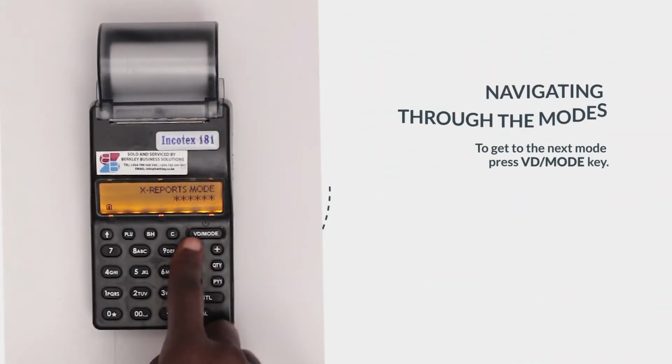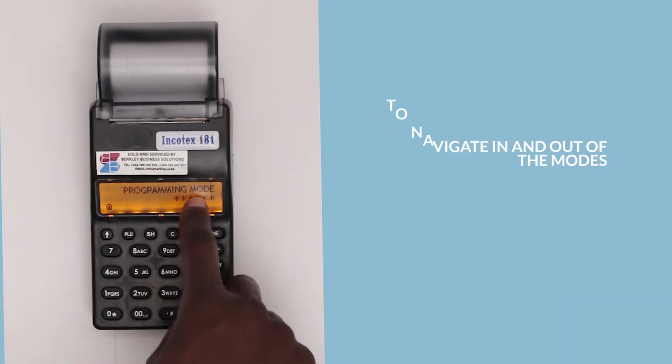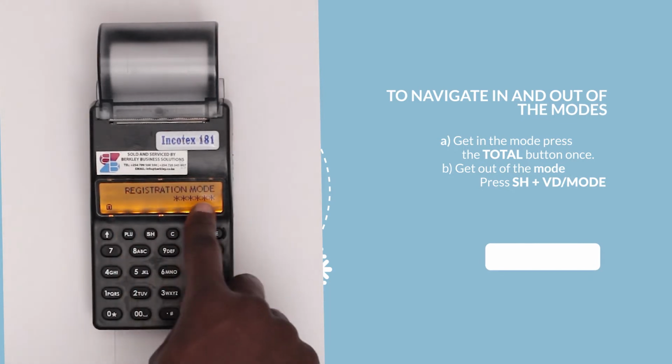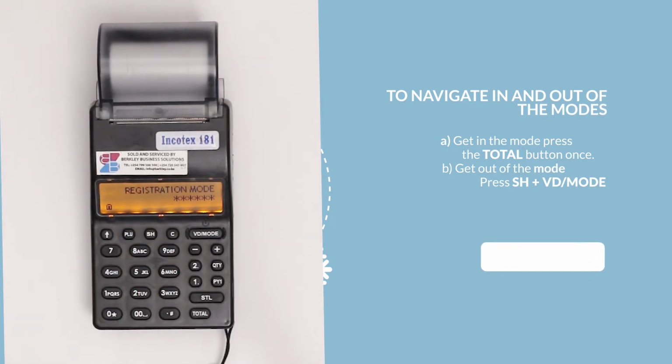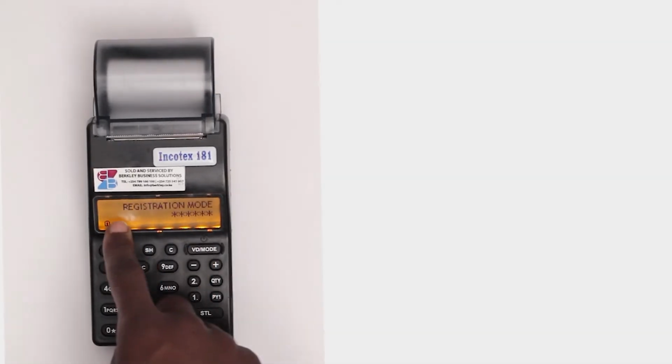Navigating through the modes. To get to the next mode, press the VD mode key. To navigate in and out of the modes, to get in the mode, press the total button once. To get out of the mode, press SH and VD mode buttons together.